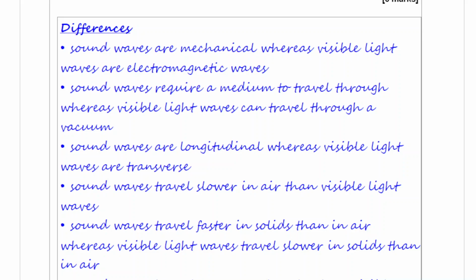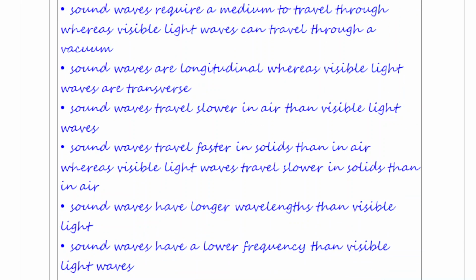Sound waves are mechanical, whereas visible light waves are electromagnetic waves. Sound waves require a medium to travel through, whereas visible light can travel through a vacuum. Sound waves are longitudinal waves, whereas visible light waves are transverse waves. Sound waves travel slower in air than visible light waves. Sound waves travel faster in solids than in air, whereas visible light waves travel slower in solids than in air.